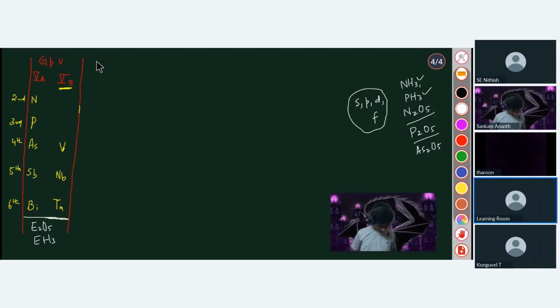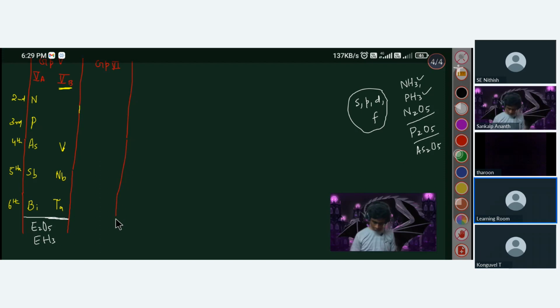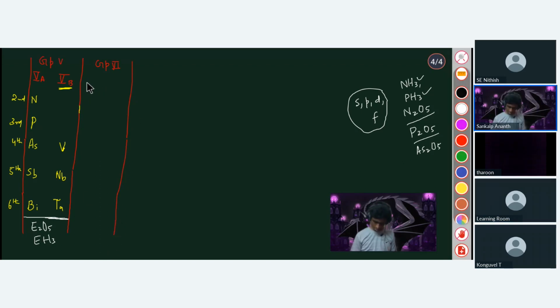Now, let's see the next one. The next group is group 6. It is also divided into two subgroups, sixth A and sixth B. Now tell me the elements. It is oxygen, sulfur, selenium, tellurium, and polonium.